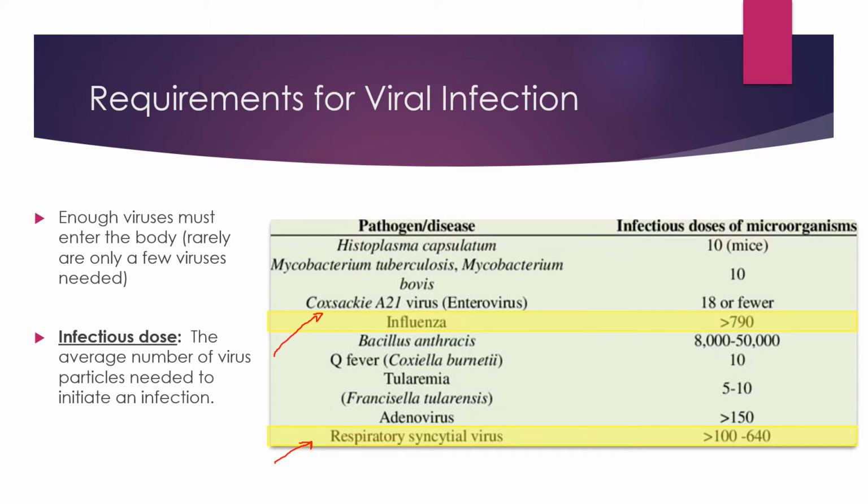Now, these numbers are hard and fast, but they are the result of controlled conditions in a laboratory. In real life, other factors such as the immune status of the next host, environmental conditions like temperature and humidity, and fomites may also play important roles.